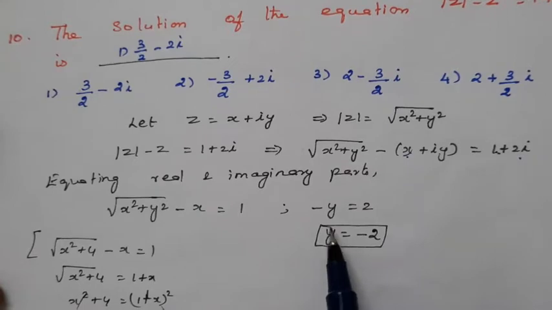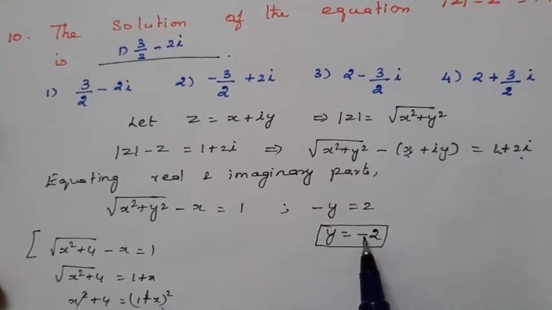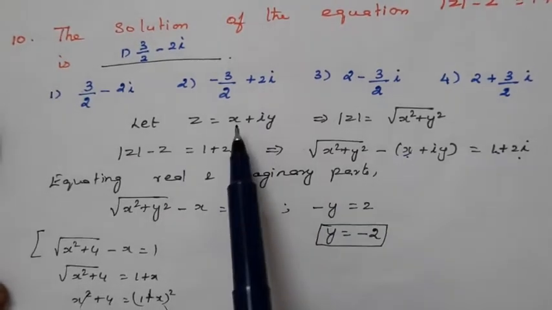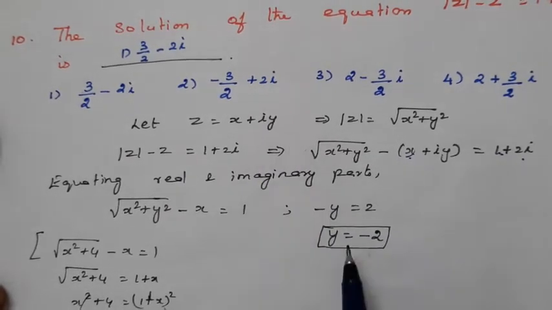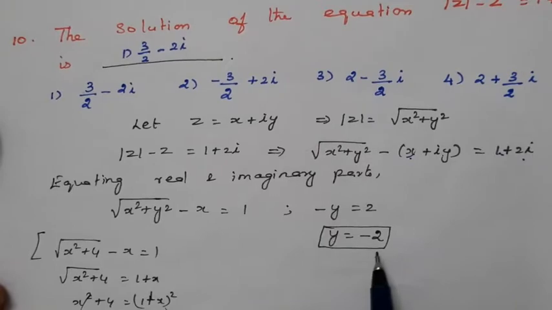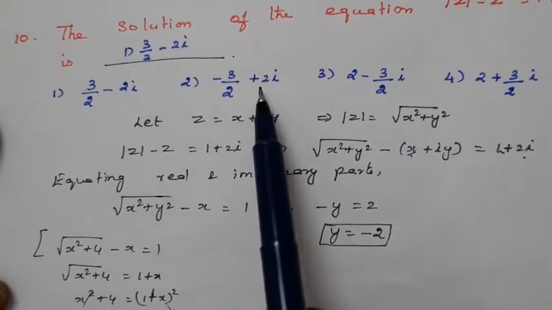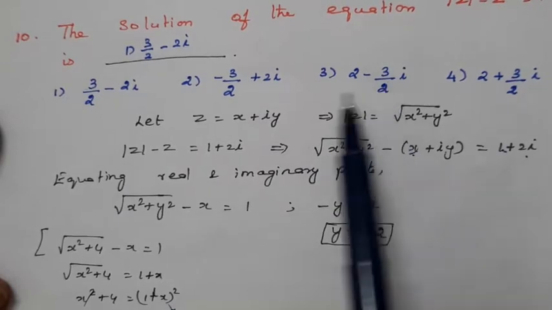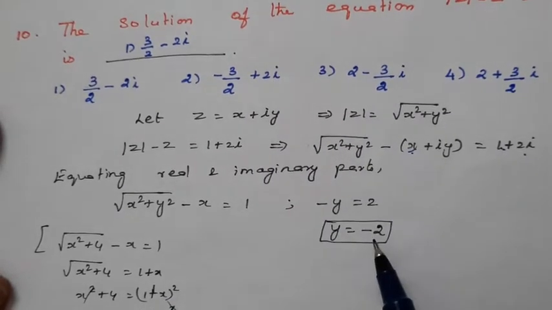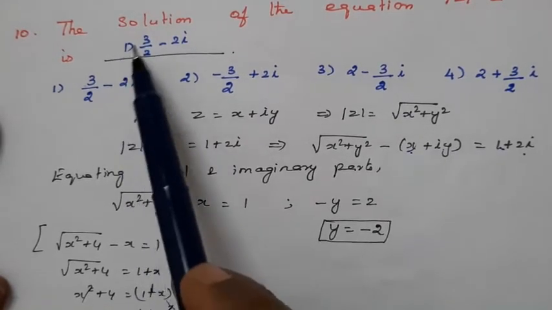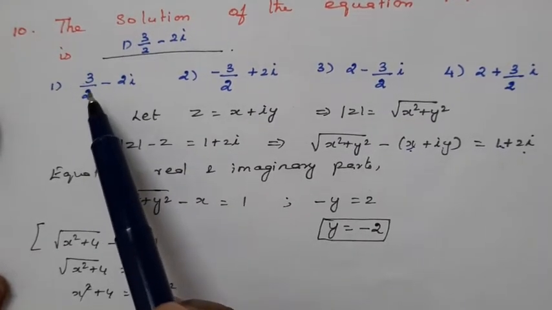So from this equation we can get the value of y as minus 2. Now if you look at the options, x plus iy, y refers to the imaginary part. So imaginary part is minus 2. If you look at the options, except the first option, other options have an imaginary part other than this minus 2. So without finding the real part, even you can choose the answer as option number 1.